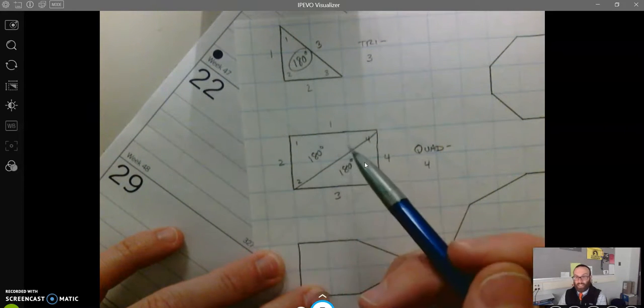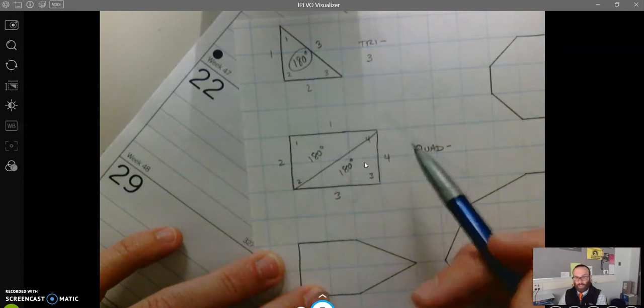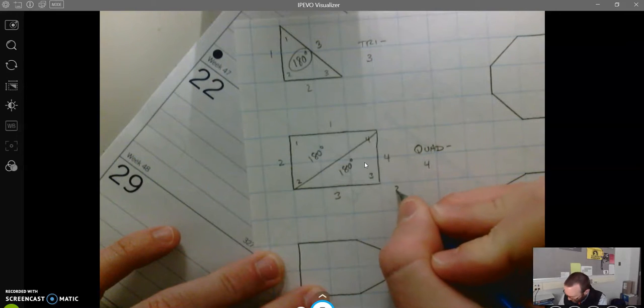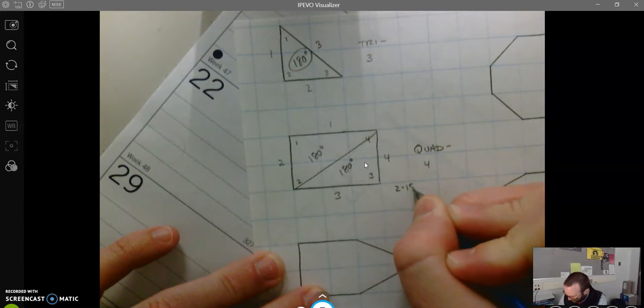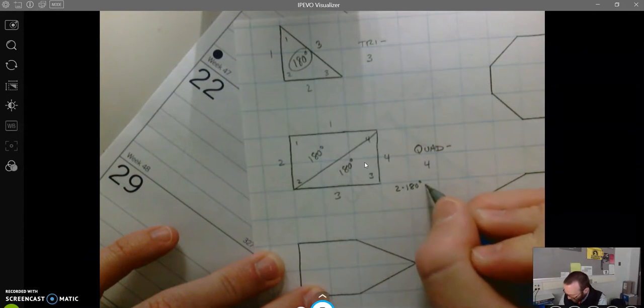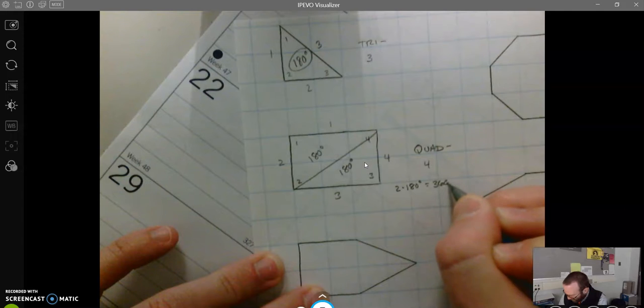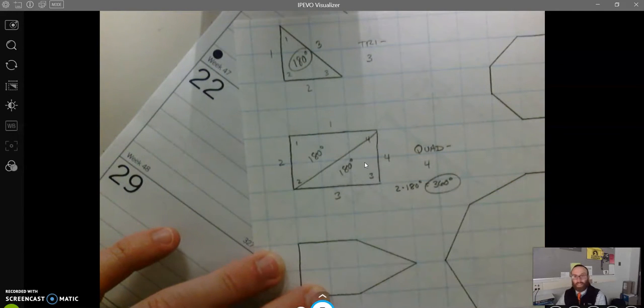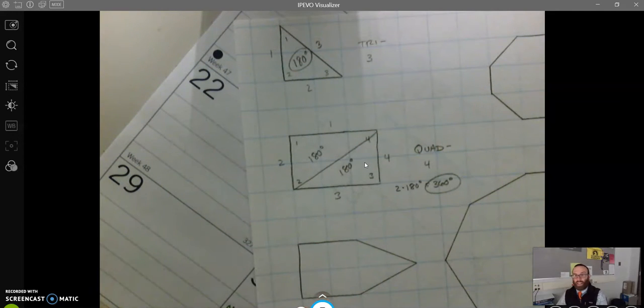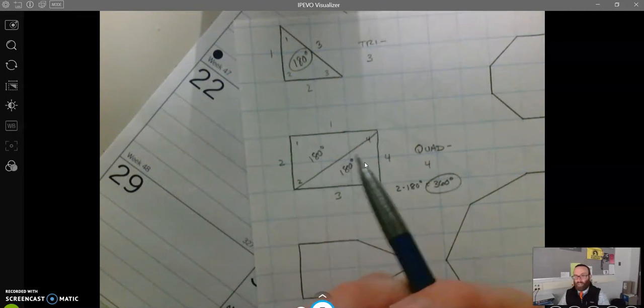What that means is that the sum of the interior angles of a quadrilateral, take 2, the number of triangles, times 180 degrees, and we get 360 degrees. Okay. Many of you realize that. We talked about that through our quadrilateral unit, and that's where it comes from.